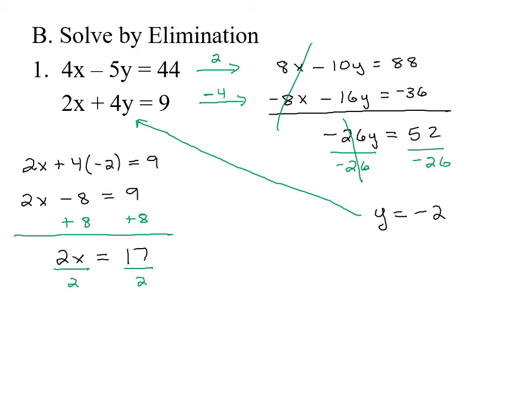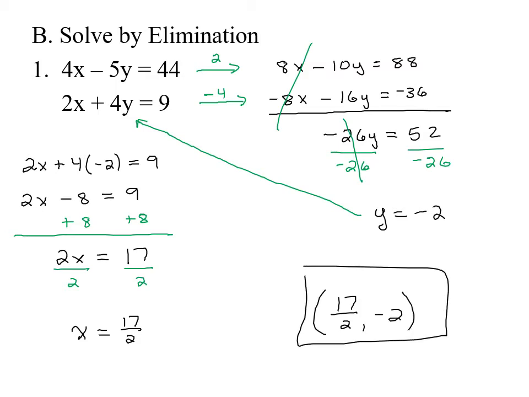Now, 17 divided by 2 is not really a simplifiable number unless you want to put it as a decimal. So I'm going to leave it as 17 over 2. And so my intersecting point would be (17/2, negative 2). And that's how elimination works. You just take the numbers in front, flip them, and that's what you multiply by. But you need them to be opposite signs.